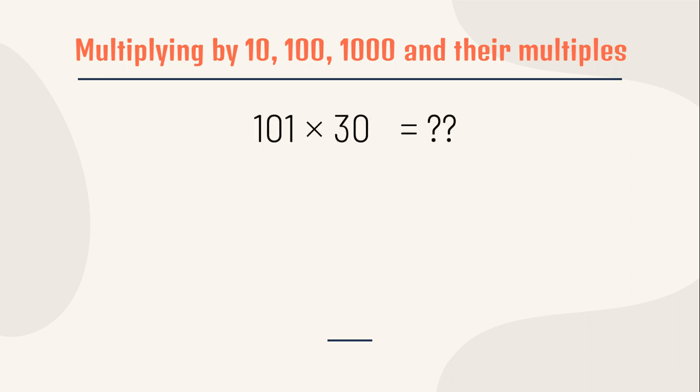Now, how about this one? 101 times 30. We have the zero in the middle. Do we need to set it aside, the zero in the middle? No, because there is a number following the zero. Once again, if the zero is in the middle, no need to set it aside. If the zero is followed by other numbers, do not set it aside.